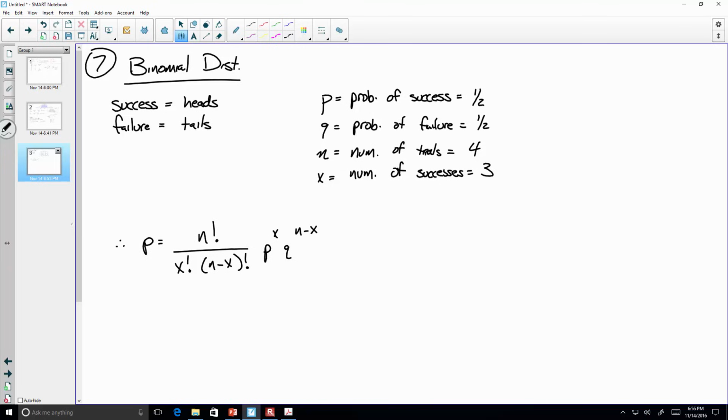Does anybody remember what factorial is? Like, how would I compute 3 factorial? 3 times 2 times 1. Okay. So what do we have? We've got 4 factorial over 3 factorial times 1 factorial, times a half raised to 3 times a half raised to 1. Now keep in mind, this would work if we considered tails a success. Instead, we would be looking for 1 success rather than 3. It would still work.